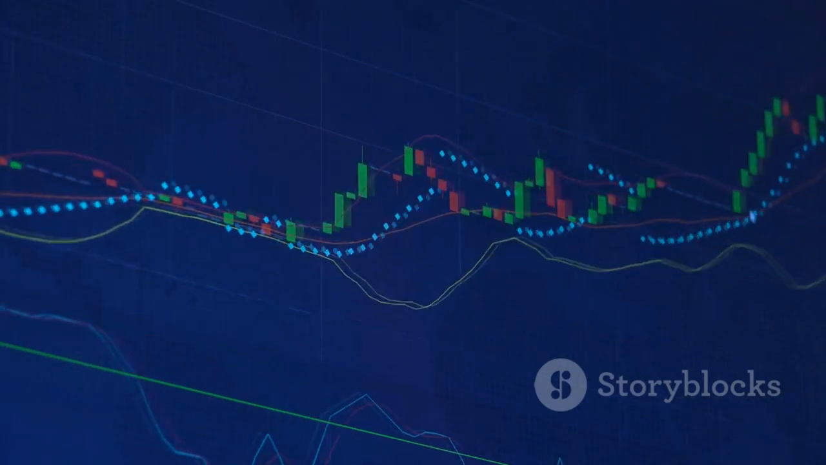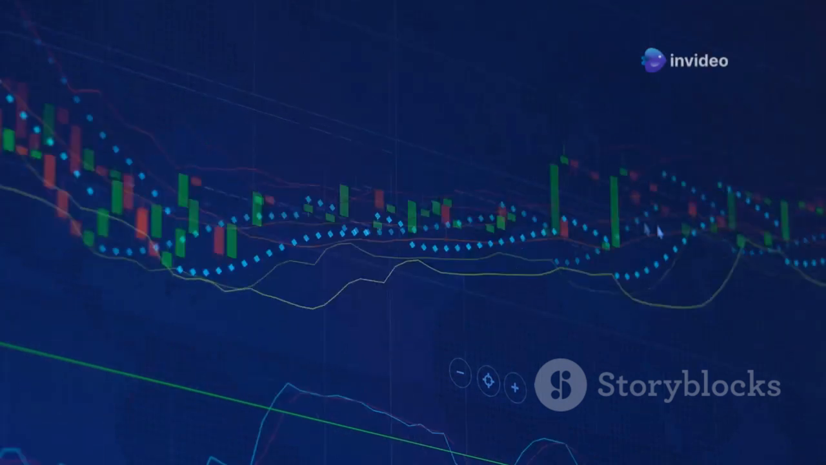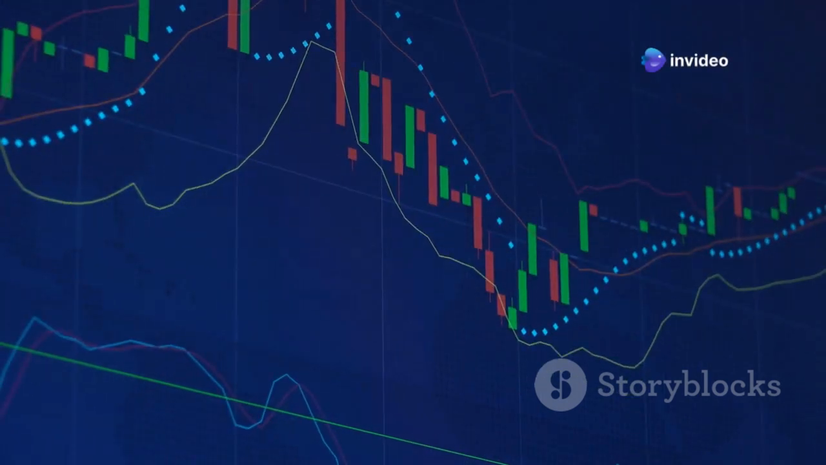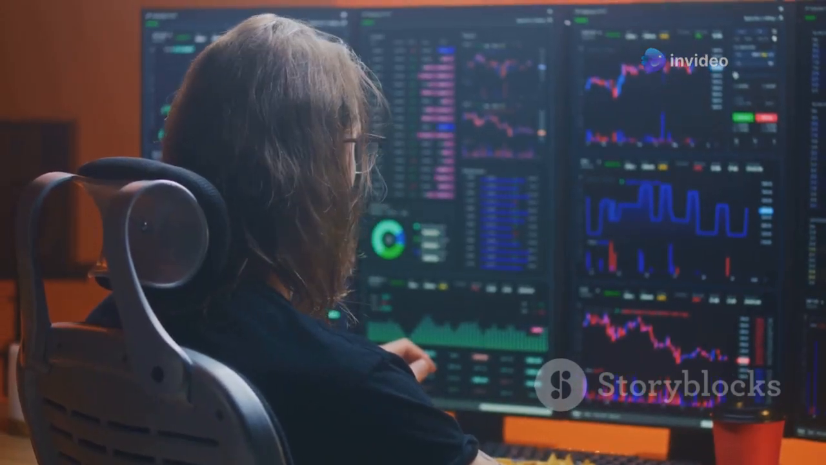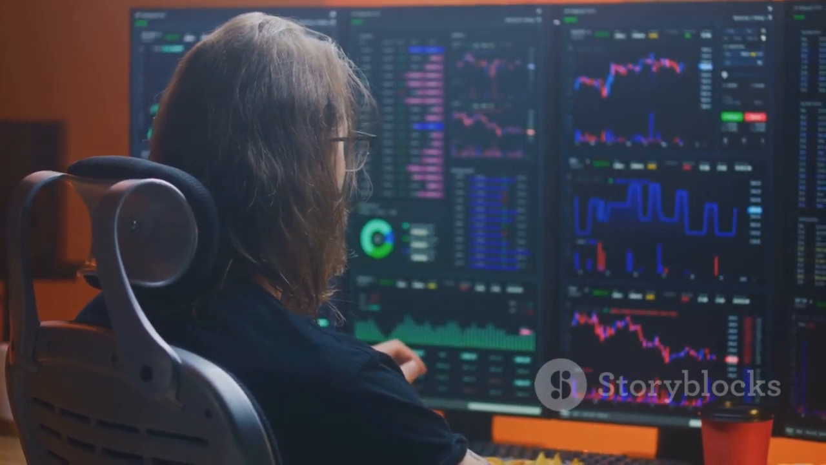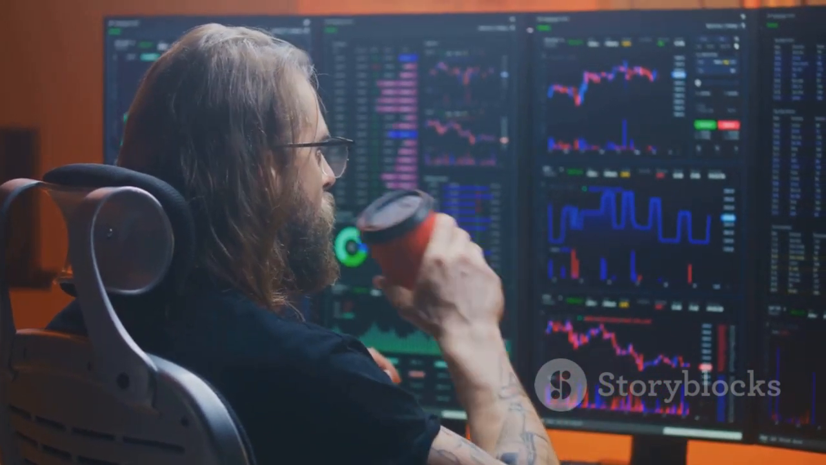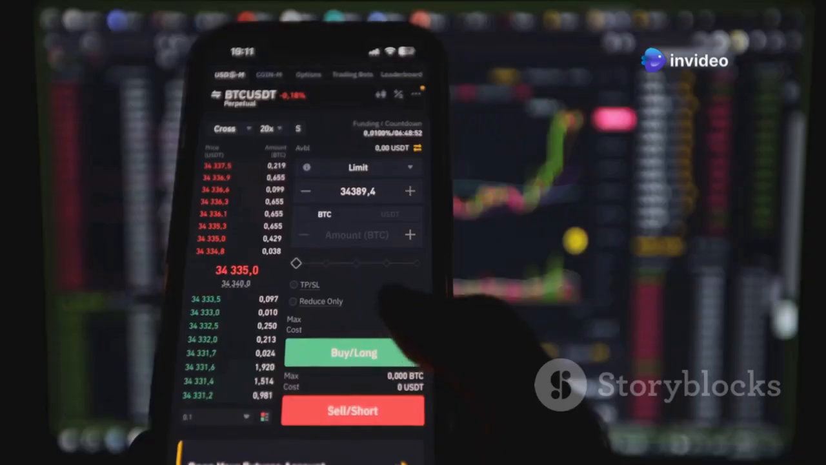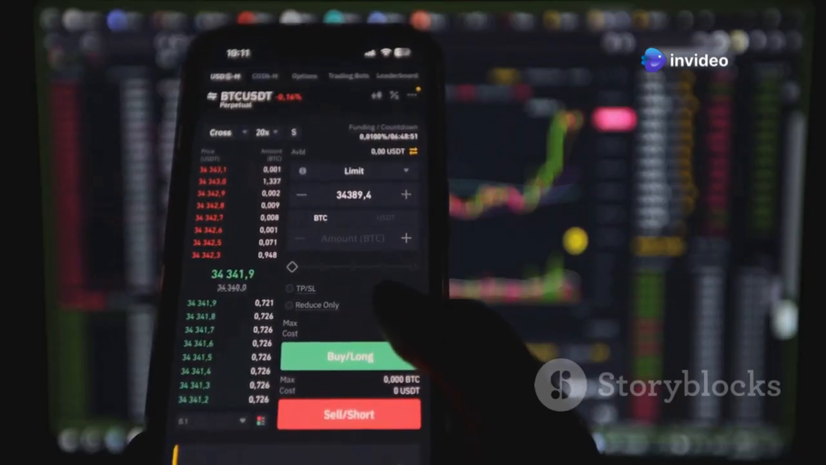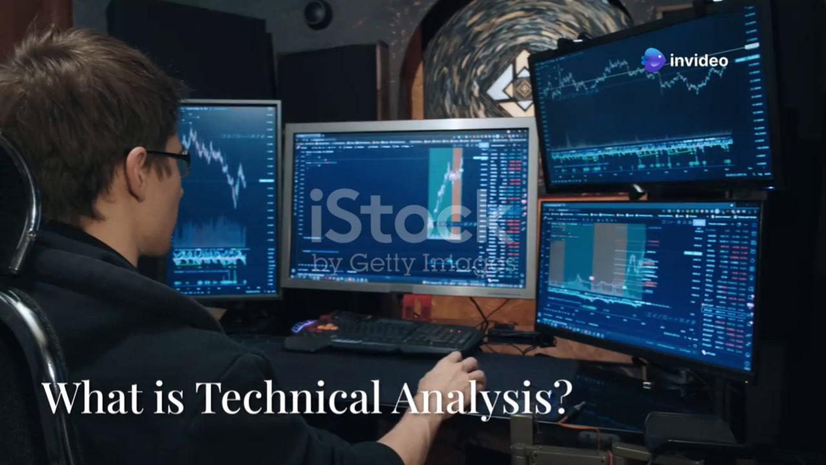Whether you're a seasoned pro or just starting, understanding the basics of technical analysis can give you an edge in the market. It's like having an extra set of eyes, helping you spot trends, identify potential buy and sell signals, and navigate the often turbulent waters of the stock market. So, buckle up, grab your favorite charting software, and let's get started.